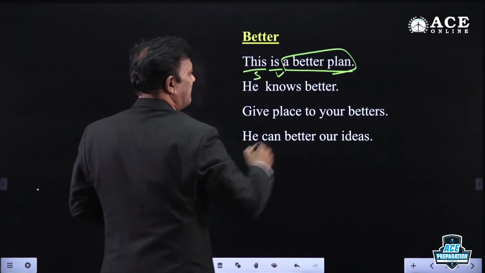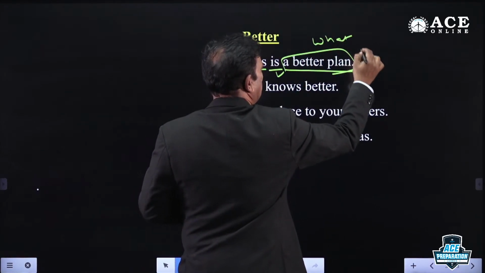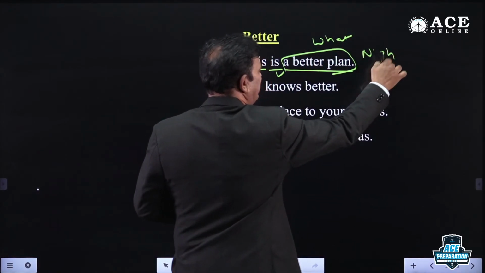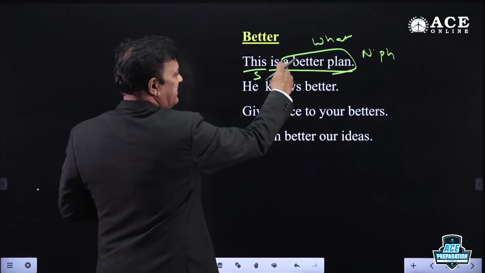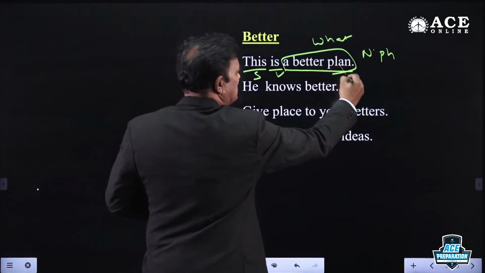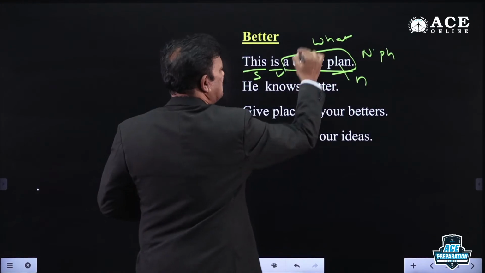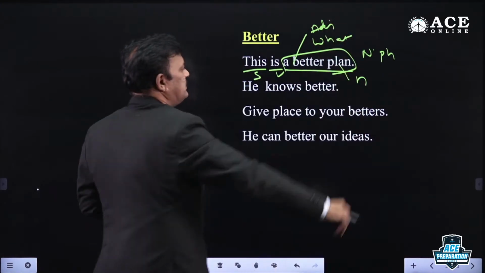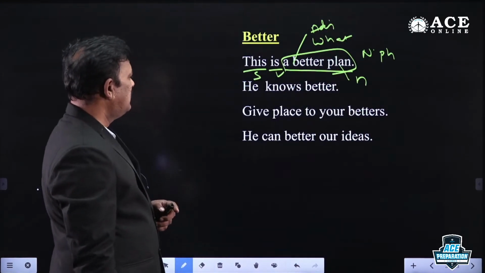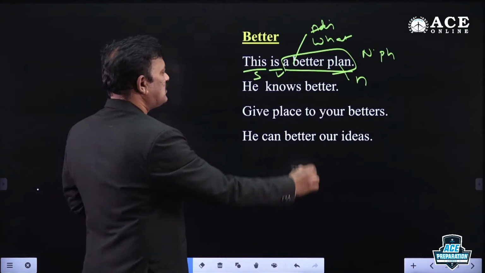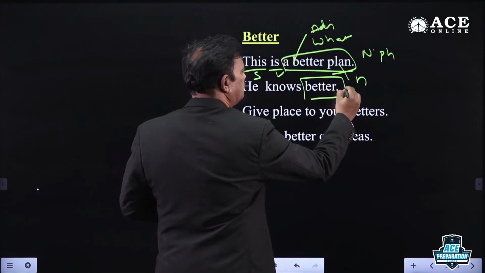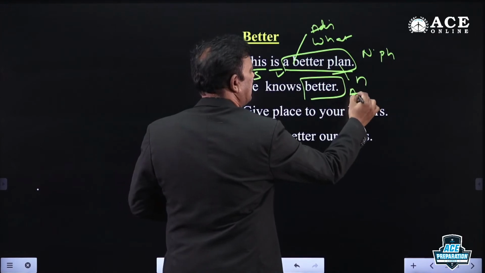A better plan. So obviously this has to be a noun phrase. Even another point, article, last word of that is noun. So this better has to be an adjective. He knows better. He knows how. He knows how. Adverb.